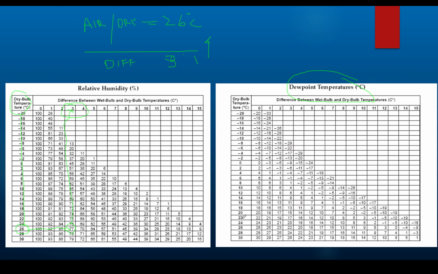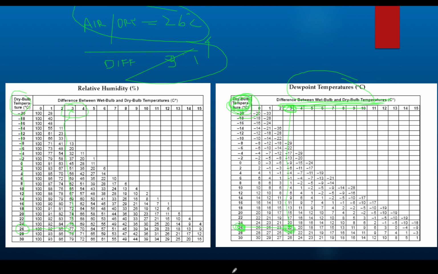Again, using these charts, you need 2 pieces of information: the air temperature, which is the dry bulb here, and the difference between the two. We have the difference. We have the air temp. So again, let's find 26. We find 3. We follow them until they meet. And in this case, they meet right here at a temperature of 22 degrees.